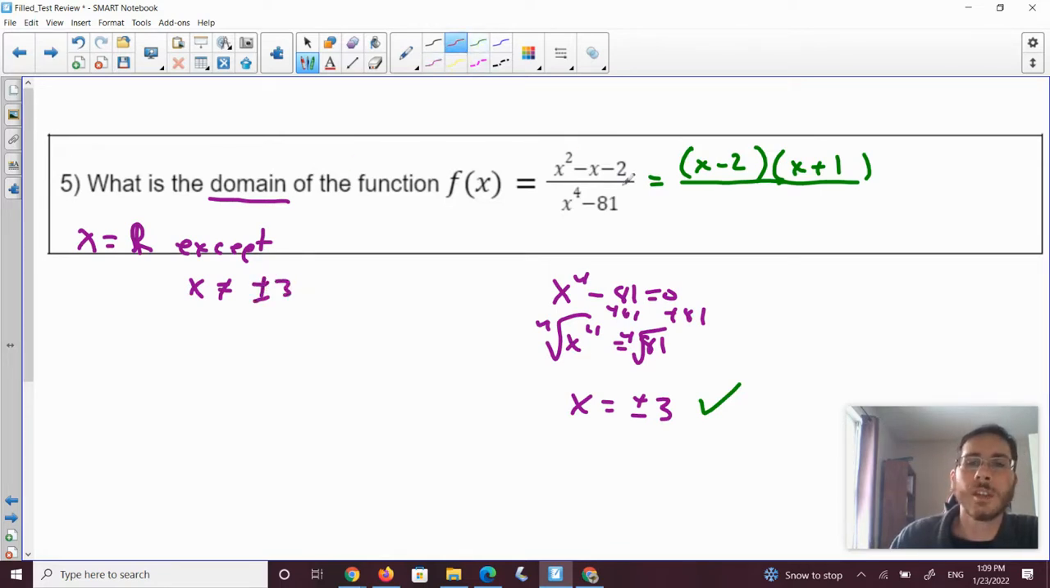If I want to double check, again, I could plug them in if I wanted to. That would be a little bit longer. 9 minus 3 minus 2 is not 0, so I'm safe. 9 plus 3 minus 2 is not 0, so I'm safe. So you can do either one. You can either factor it, or you could plug it in. So again, we'd have to check both of them.